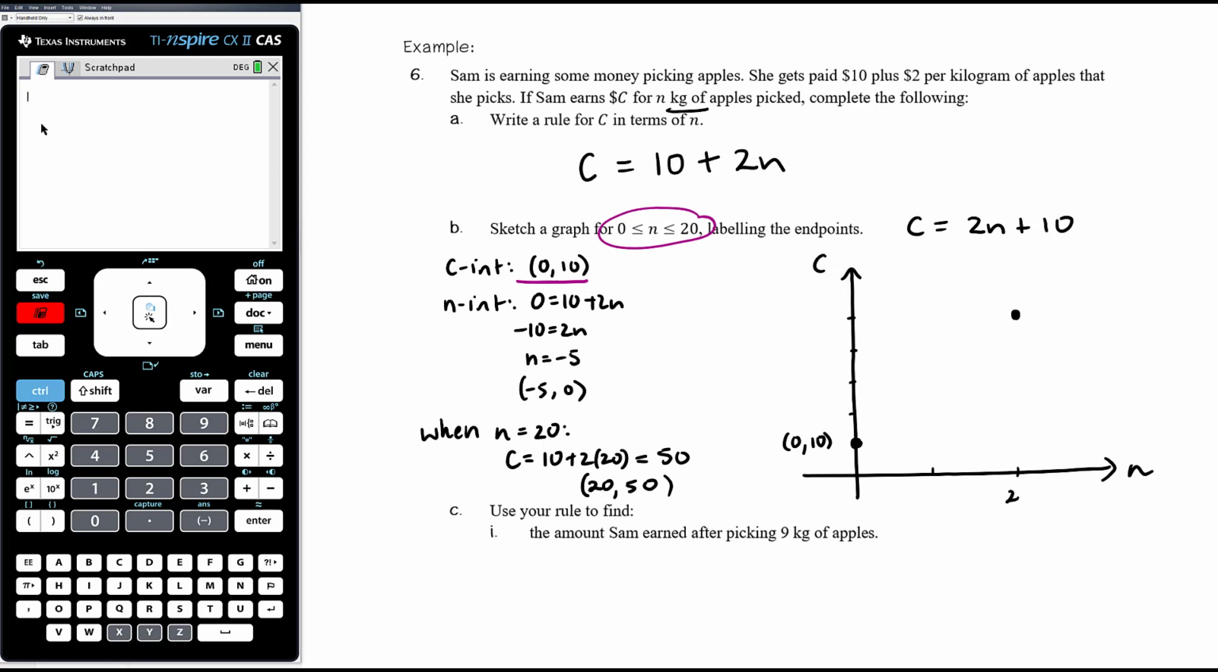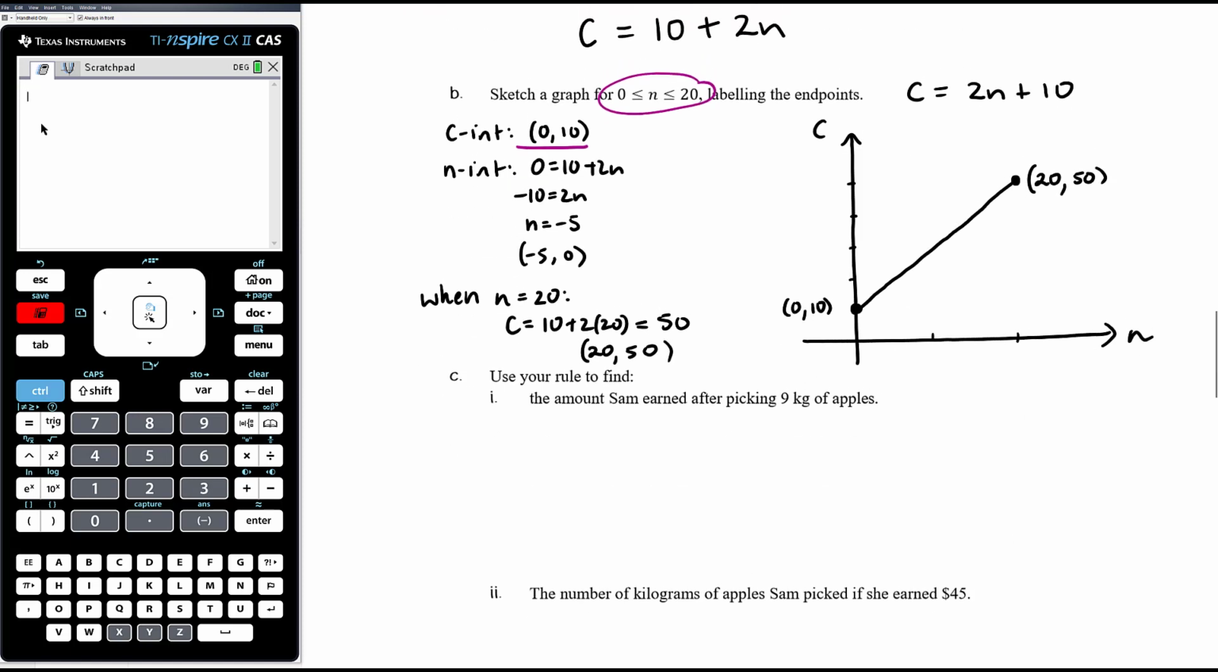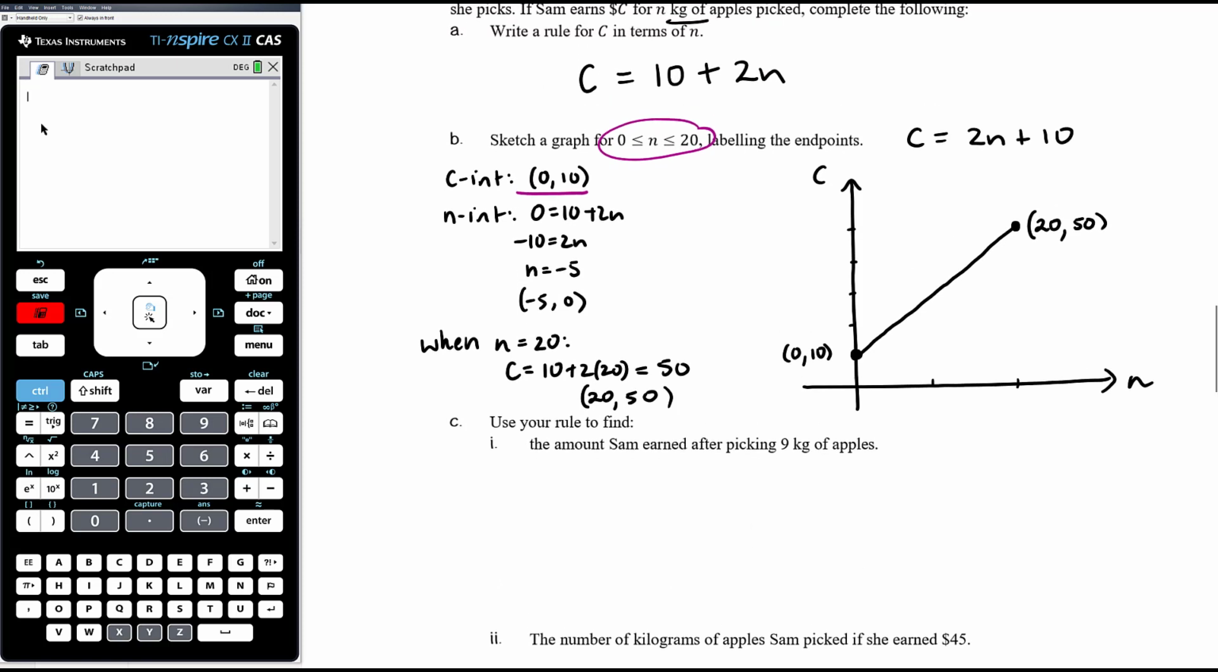Now, you could label this as 20 and 50, but I want to really discourage you from that. It's not very precise. Again, let's label all important points on the graph with coordinates at the point. It leaves no ambiguity about what's happening. Okay. And that's the graph of the amount that she earns, C, compared to the number of kilograms that she picks, N.